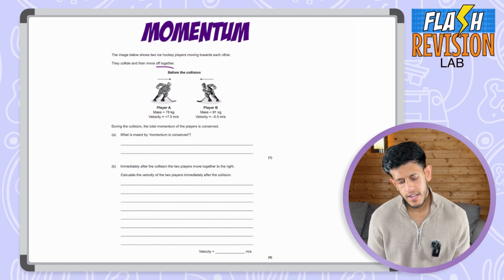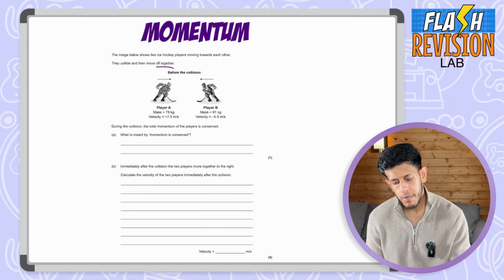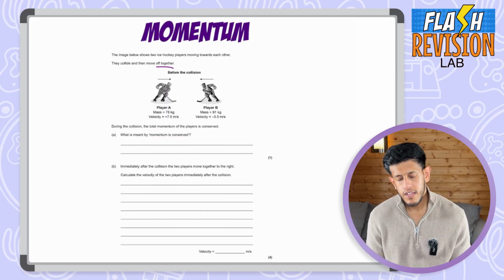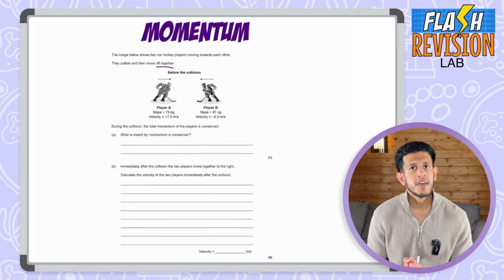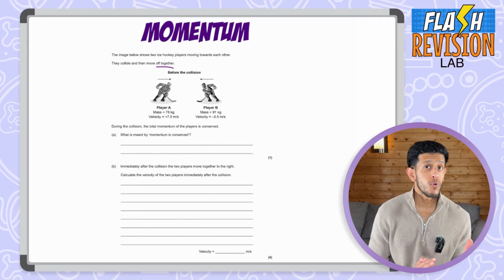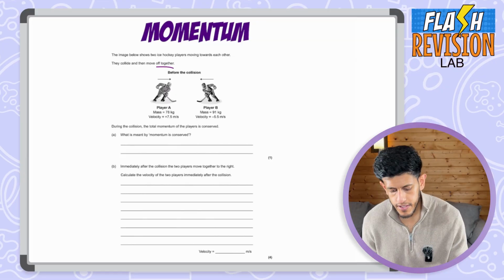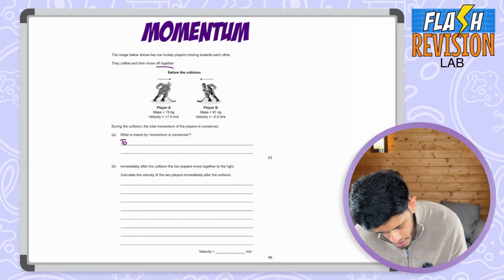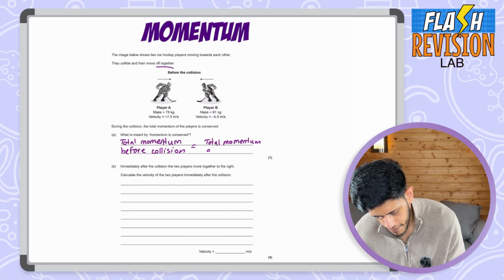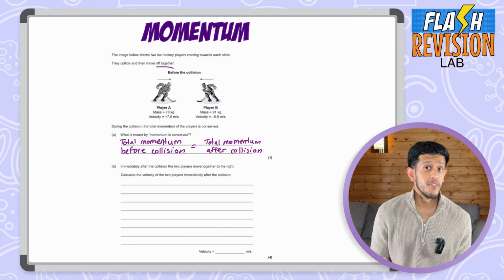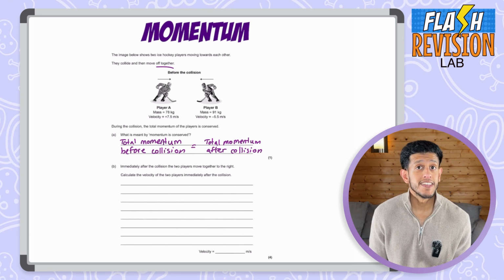So now it says during the collision, the total momentum of the players is conserved. What is meant by momentum is conserved here? So here we just have to think of the law of conservation of momentum. That states that the total momentum before a collision is equal to the total momentum after the collision. So that is all that we need to put here. So I'll write total momentum before collision equals total momentum after the collision. Easy mark there, hopefully.